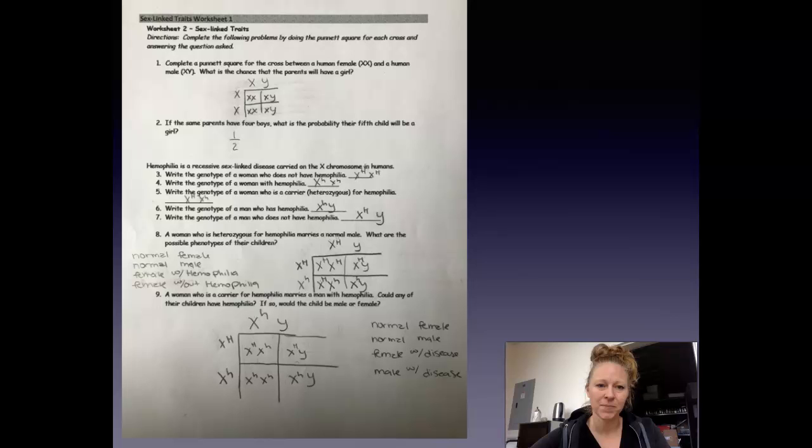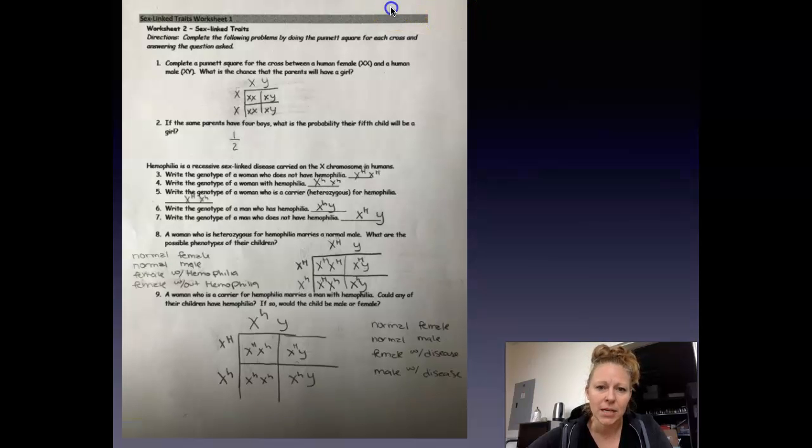Hey guys, I wanted to go over a couple of the answers on the sex-linked traits homework just to make sure that you understand exactly how to do this and to make sure that you are doing it right. So the first one right here, let me turn on my pen.